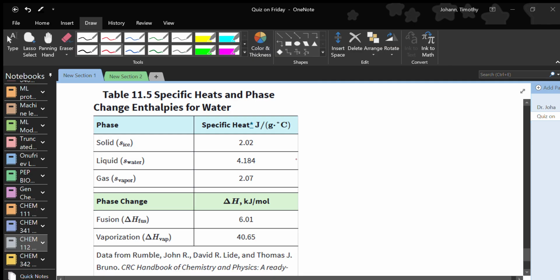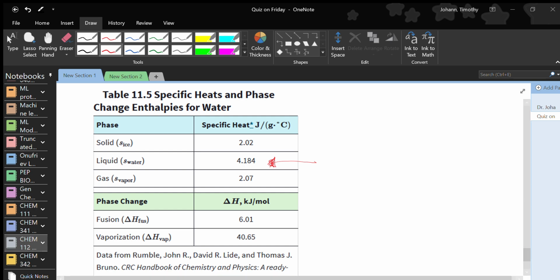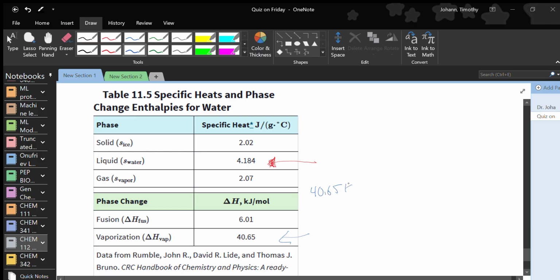So remember, your specific heat is the amount of heat required to raise 1 gram of water, that much water, 1 degree Celsius. Let's go ahead and take this heat of vaporization, which is in kilojoules per mole, and put it into joules per gram, so we can compare the two. So I'm going to start off with 40.65 kilojoules per mole.